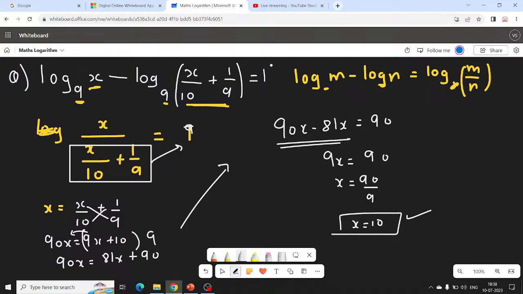Now you may ask, I told you anything to the power of 0 is what? 1. Okay, so that's how you get 1. Otherwise you can say here actually this is log 9 to the base 9, correct? That's how you get 9. Chalo. So take it down quick.